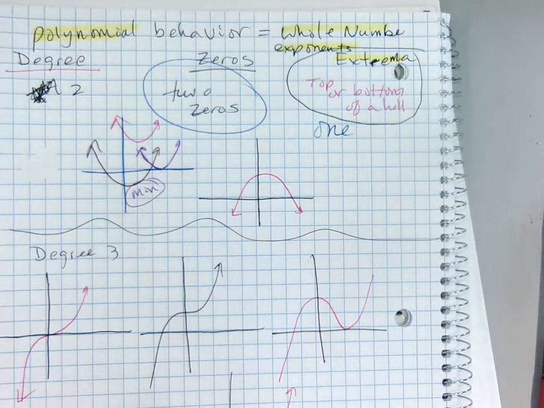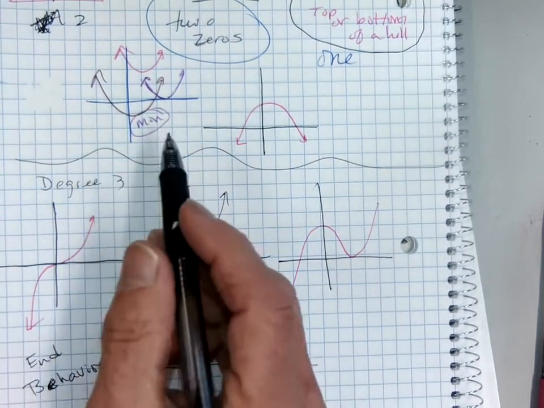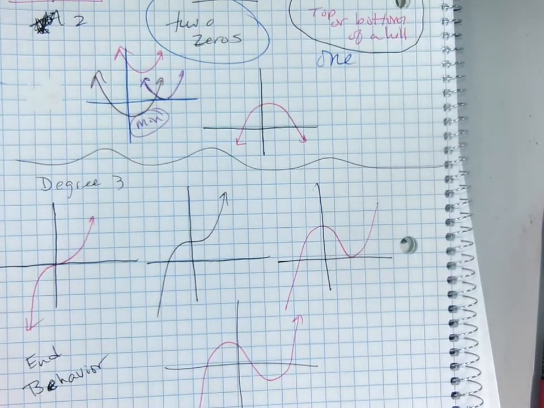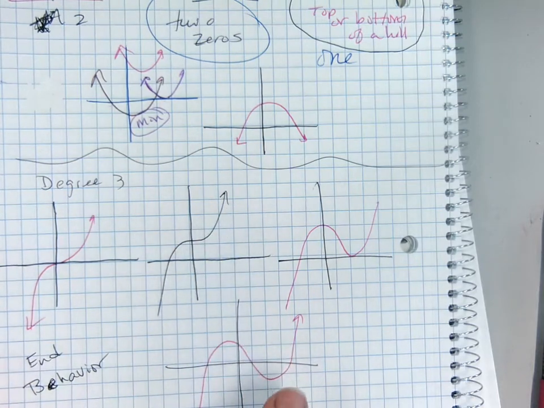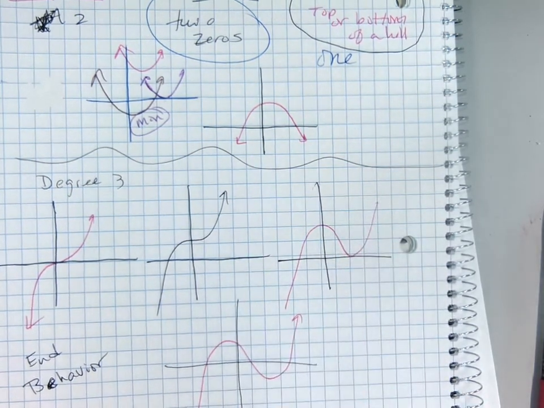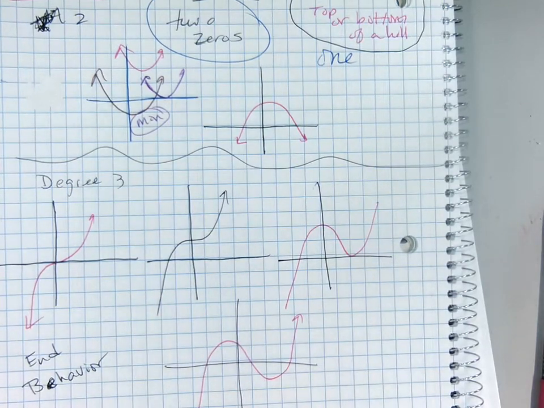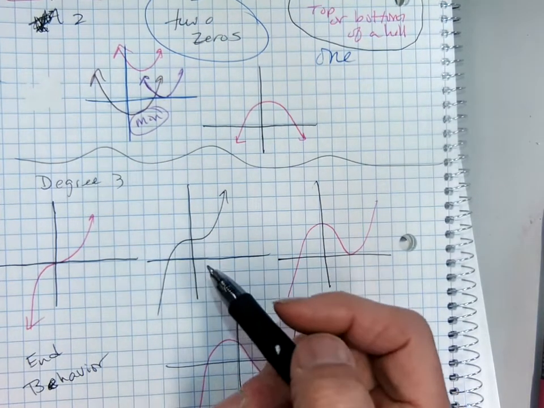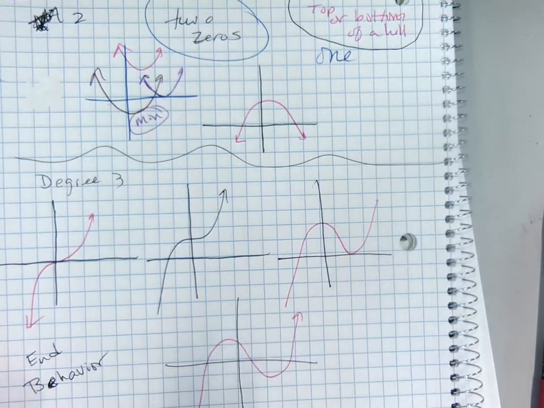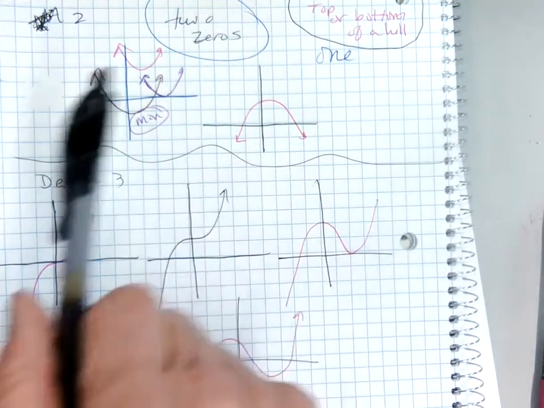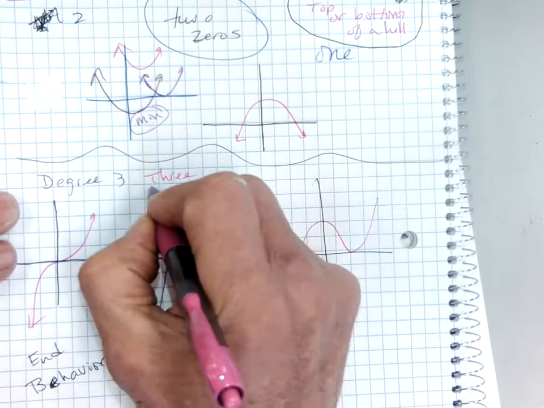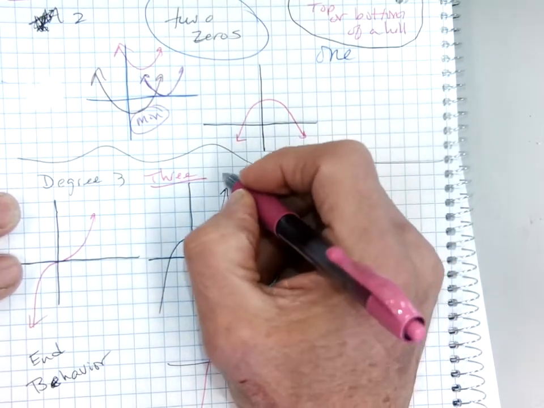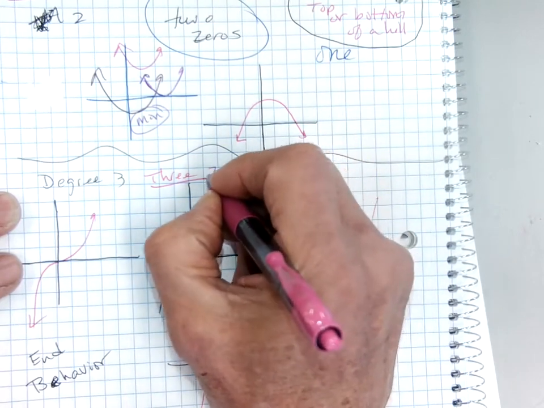We move to degree 3, and you can have a variety of these shapes, but they all wiggle. Here's an x cubed, here's another x cubed. We can put these on the graph, and the more terms it has, the more it wiggles, okay? So degree 3 has to have 3 zeros, but some of them are imaginary and some of them are double roots or double zeros.